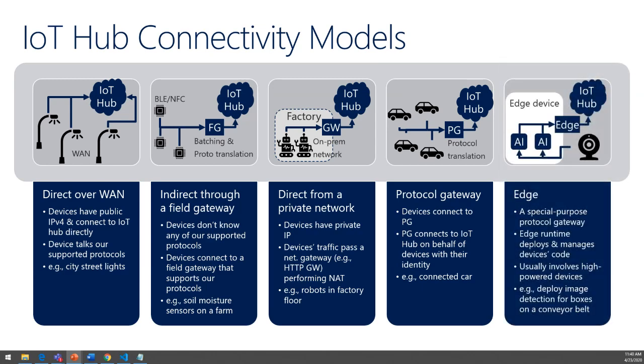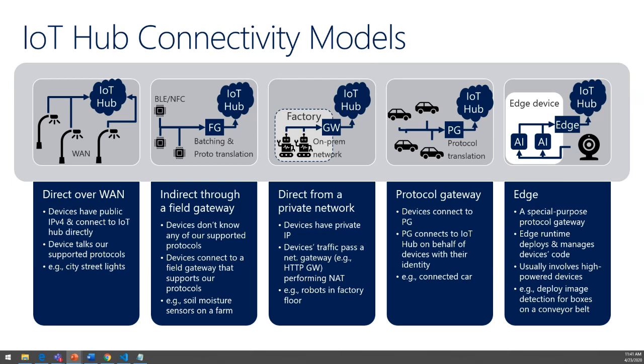The last one is Edge. So if you're working with our IoT Edge runtime, we do have a model for the connectivity with IoT Hub. It's a special purpose protocol gateway. The IoT Edge runtime deploys and manages device code, and this usually involves high power devices. So imagine you have a device on the manufacturing floor with a bunch of cameras doing object detection on a conveyor belt. That gateway device is running IoT Edge, which then is connecting to IoT Hub.